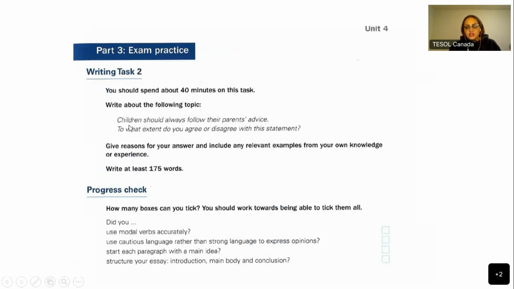So basically, the student should underline the keywords. Children always follow parents' advice. Always follow. So always is important, not sometimes. No, always follow. Agree, disagree. So your students need to plan. So always follow, sometimes follow, never follow. So what do you agree? Always follow, why? The reasons. Not always, why? The reasons.